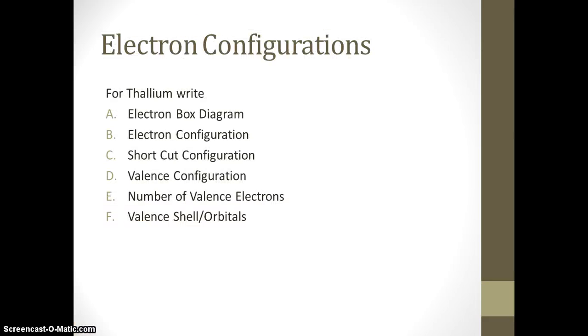Now let's move to electron configurations. Here we have electron configurations for thallium. So go ahead, pause the video, and I need you to write down an electron box diagram, an electron configuration, the shortcut electron configuration, valence configuration, number of valence electrons, and the valence shell orbitals for thallium. Thallium has an atomic number of 81. So go ahead, pause the video and write these answers down.